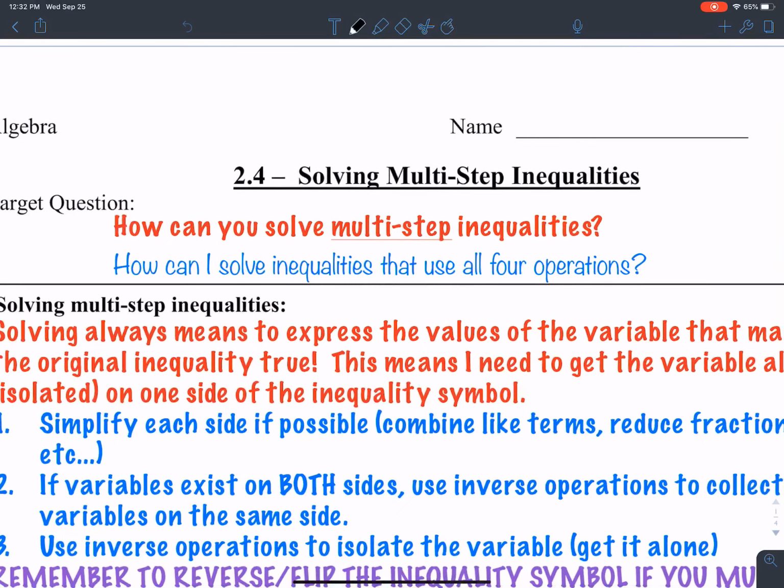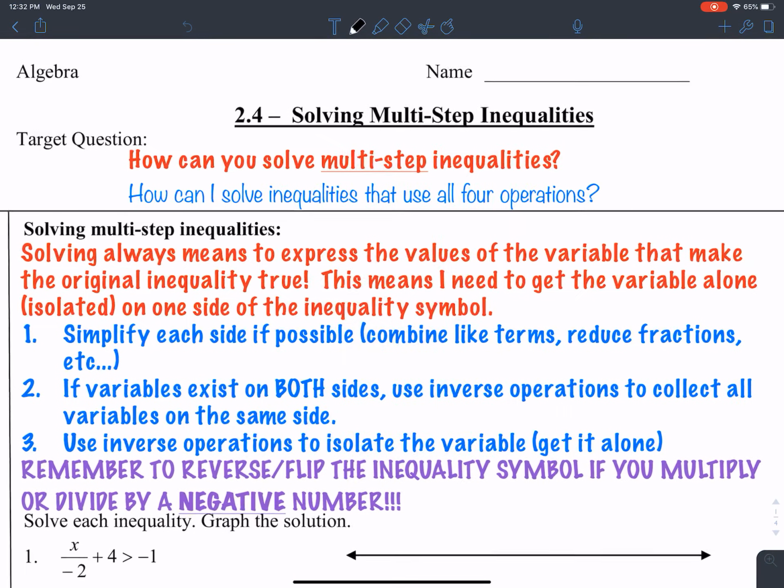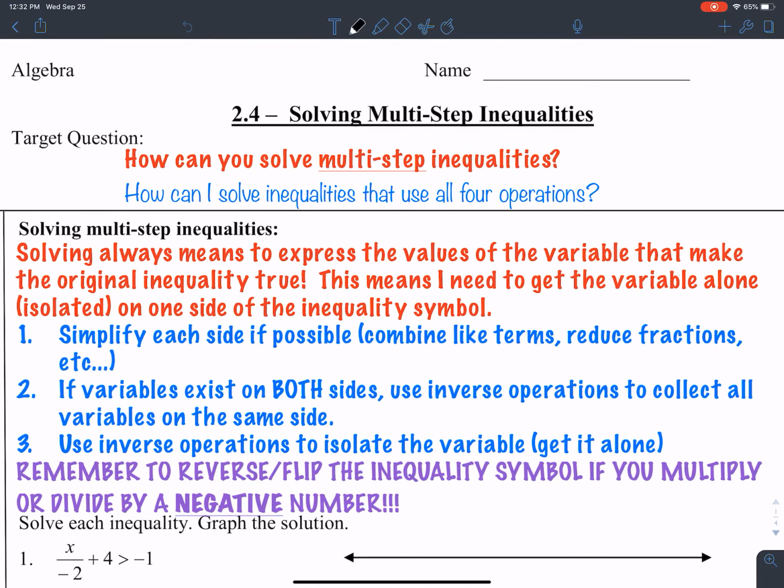All right, so today's notes in section 2.4 are about solving multi-step inequalities. And that's our goal for today. I have a list of steps that help us think about it, which you're welcome to pause the video and copy down. But it's just like solving equations.